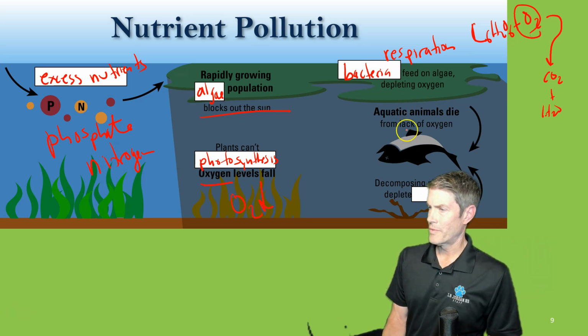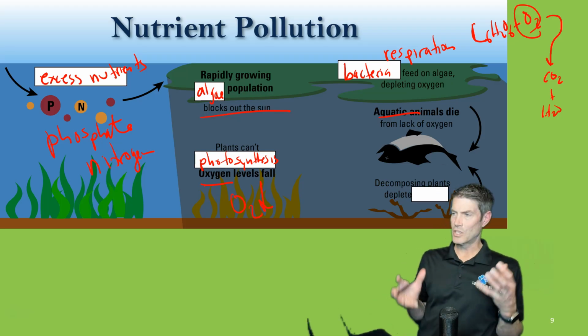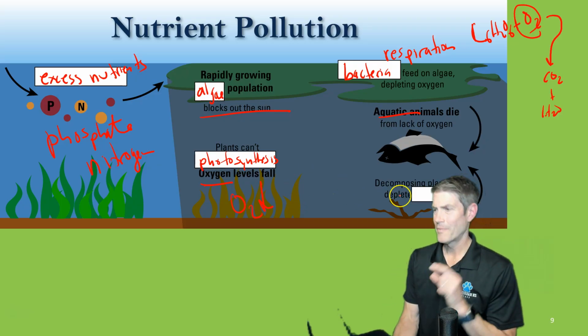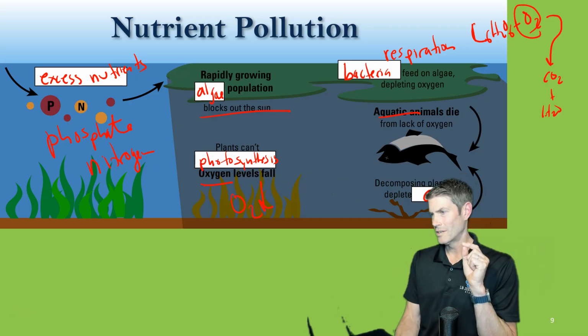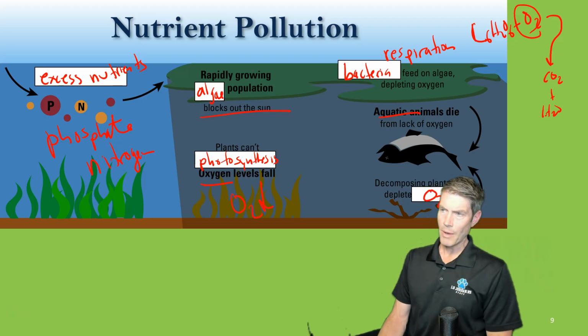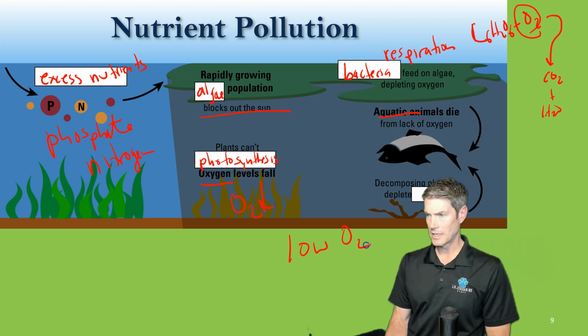And animals are living there. They need oxygen. The fishes, they can't get oxygen. They die. And then everything dies, and that depletes more oxygen. Okay, so it's a positive feedback loop. It just creates extremely low oxygen conditions.